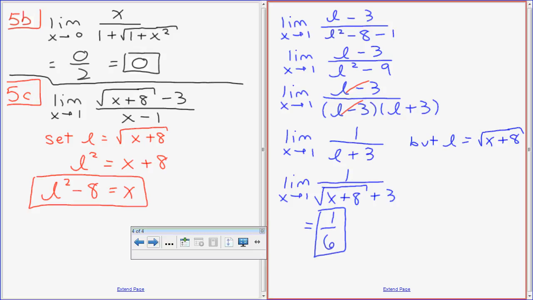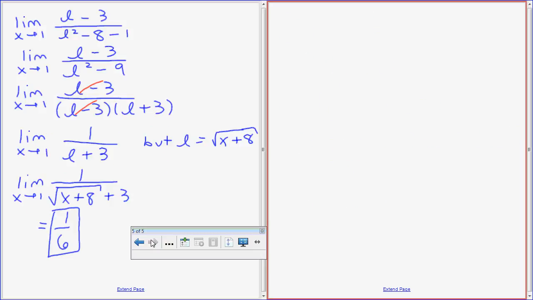All right. Let's move on to 5D. Okay, this one I'm going to solve with the complex conjugate. Oh, could you have done the complex conjugate for C as well? Yes.